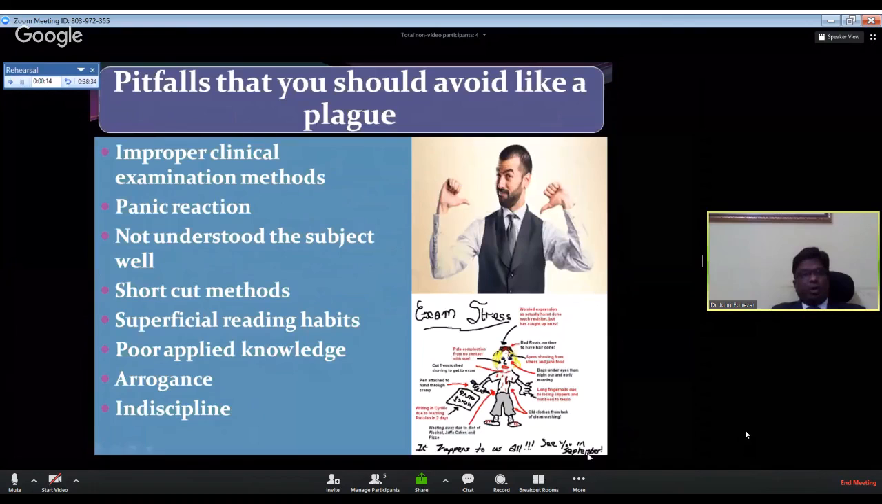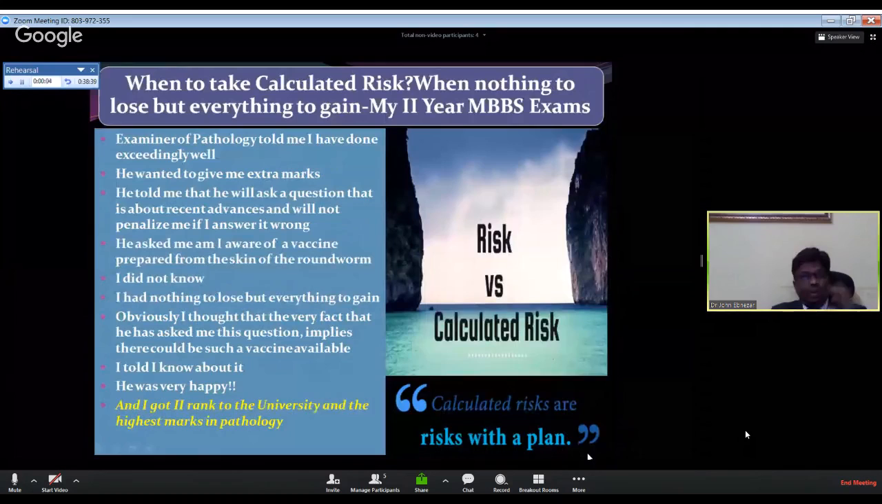When to take calculated risks? When you have nothing to lose but everything to gain, you should learn how to take the risk. You should not be rash. You should know when you should end up taking a calculated risk.